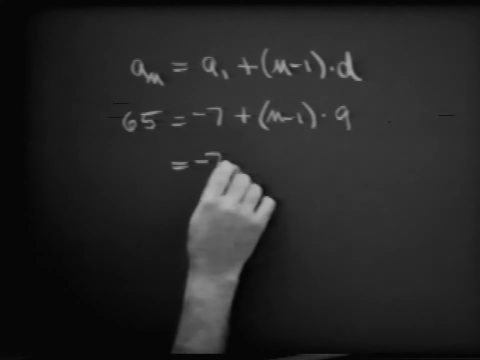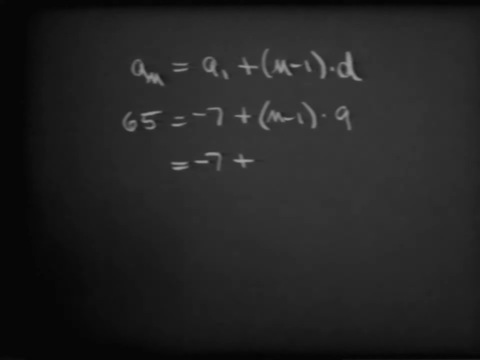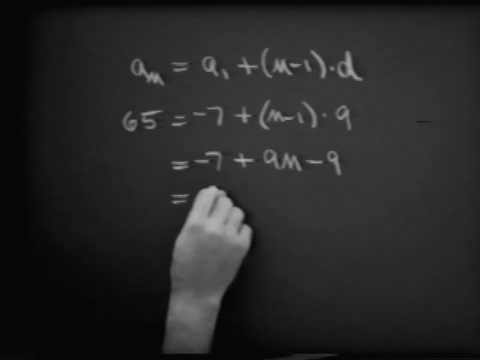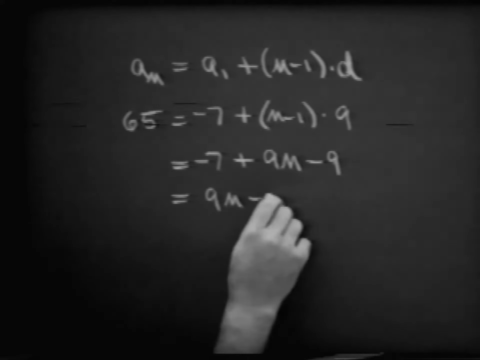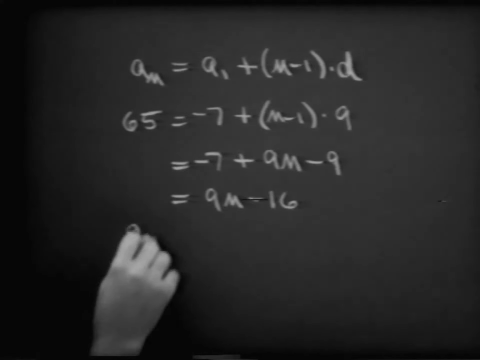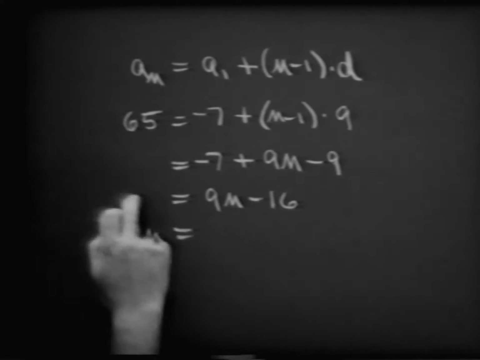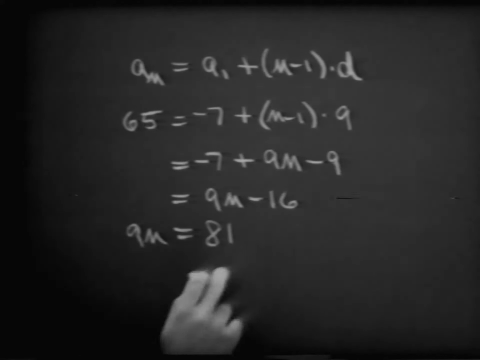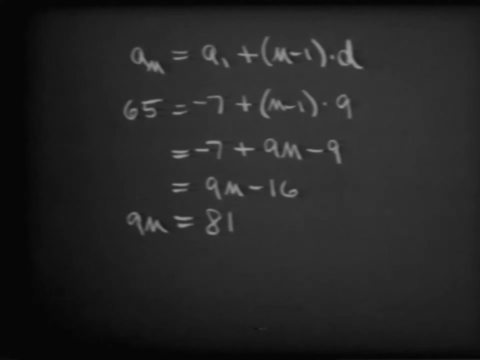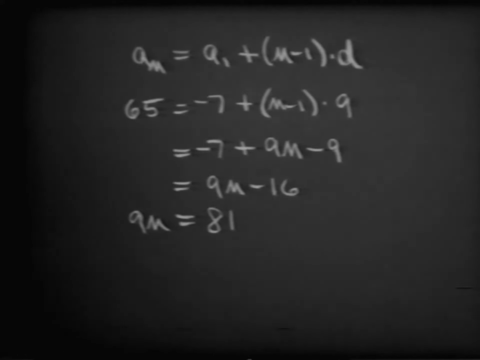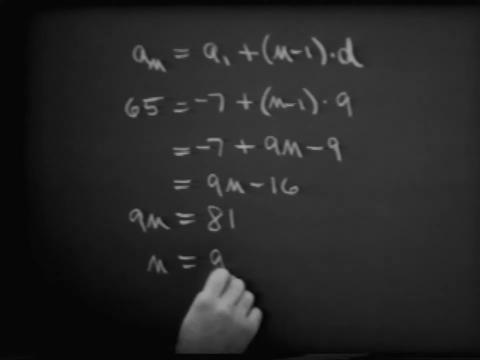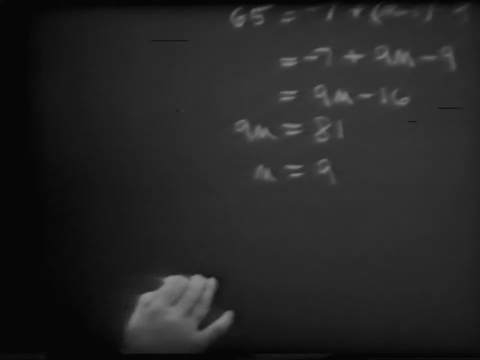We have negative 7 plus, and now if we were to use our distributive property here, we have 9n minus 9, and then this gives us what? 9n minus, you may add these here, of what? 16, and then we have 9n is equal to, and if we were to add 16 to both sides here, 65 plus 16 is 81, and we know that our number must turn out to be a positive integer because we are talking about a particular term, is that right? And so therefore n is equal to 9, and I think we will agree that this is our conclusion.